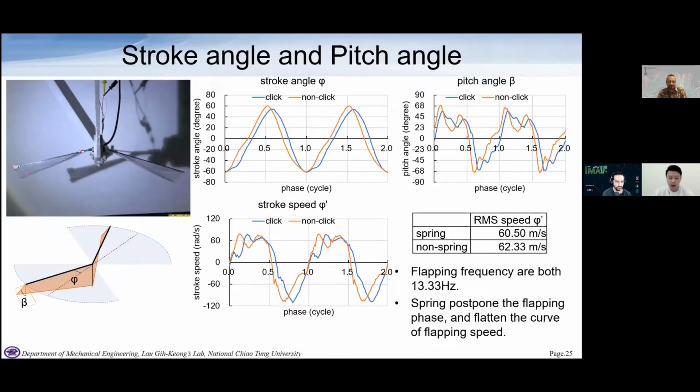The spring decelerates the wing in the former half stroke, then accelerates it in the latter half stroke. Also, the spring slightly flattens the curve, so the root mean square speed of the spring one is lower than the non-spring one. But the spring one generates higher maximum thrust. And we notice that the higher thrust is accompanied by the observed higher membrane tension and higher camber.